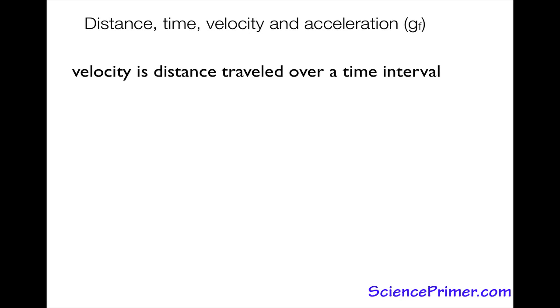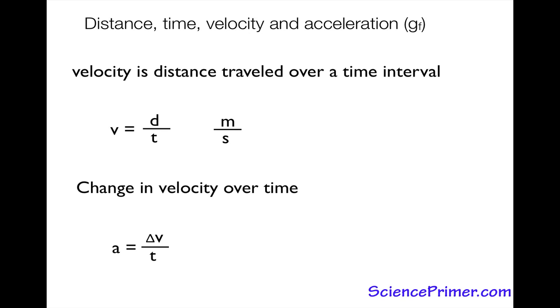So to look at these relationships, let's introduce some concepts. First is velocity, which is the distance traveled over a time interval. It's described by the equation velocity equals distance, d, over time, t, and in the metric system has the units meters per second. Acceleration is change in velocity over time, sometimes written as delta v over time. Since velocity is meters per second, and we're looking at the change in velocity over time, it has the units of meters per second squared, which is meters per second per second.